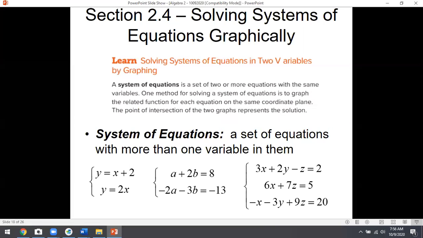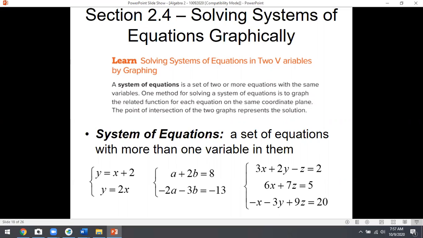This system usually has some curly brackets around the outside. Sometimes they don't. It doesn't really matter. The curly brackets mean nothing. It's just a grouping thing. It says, here's my group of equations. So that first one, where y equals x plus 2 and y equals 2x, is a system of equations. The second one's a system of equations. The third one has 3 equations and 3 variables, x, y, and z, but it's a system of equations too.